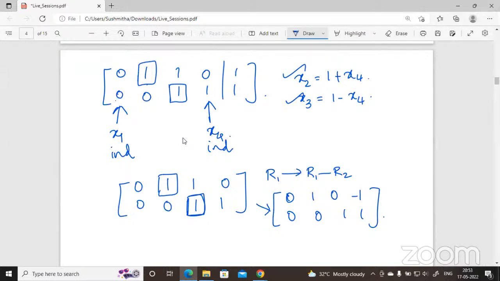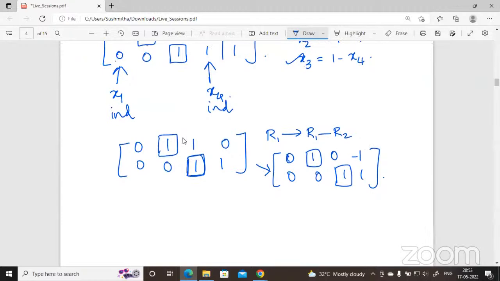Ma'am, one doubt. You made the third element of the first row 0. At the same time, the first element has become -1. It doesn't matter what that element is, because this is my pivot. I want entries above and below it to be 0, which is satisfied. Above also 0. Okay.